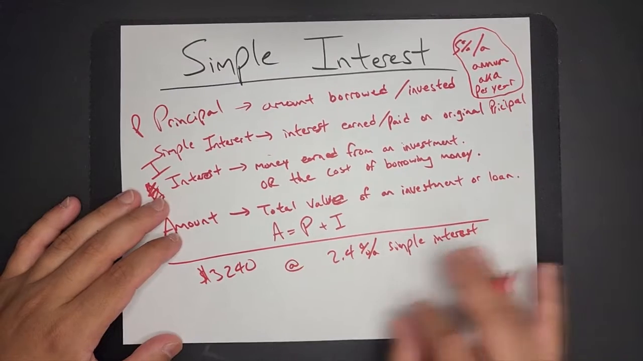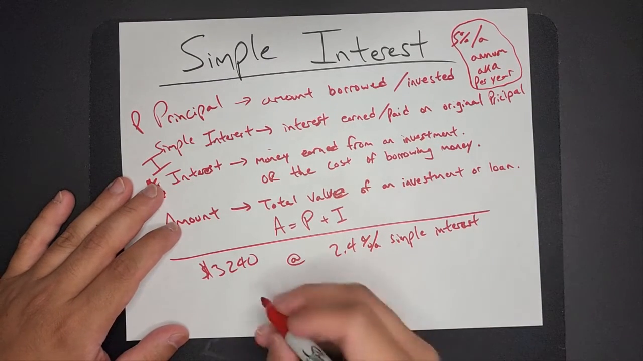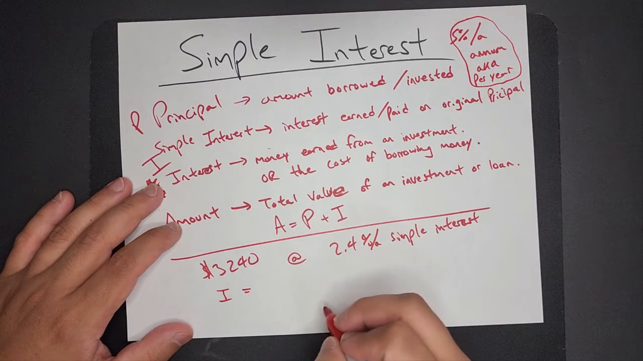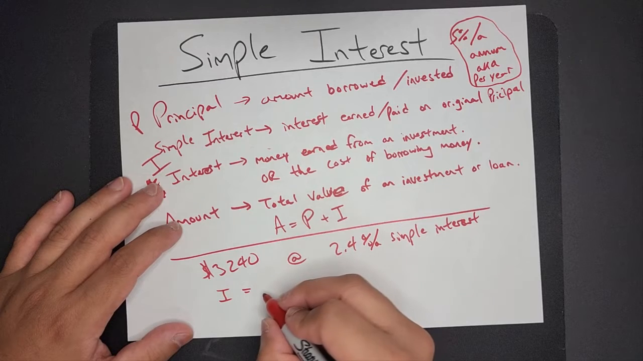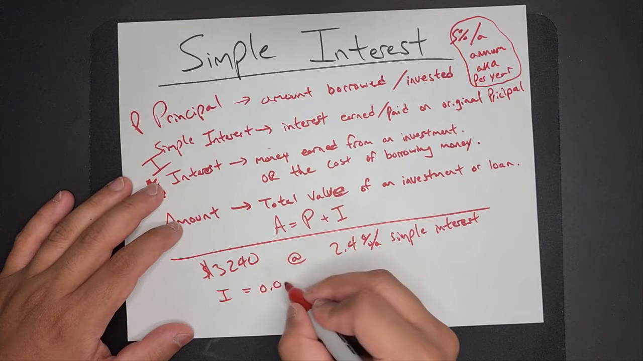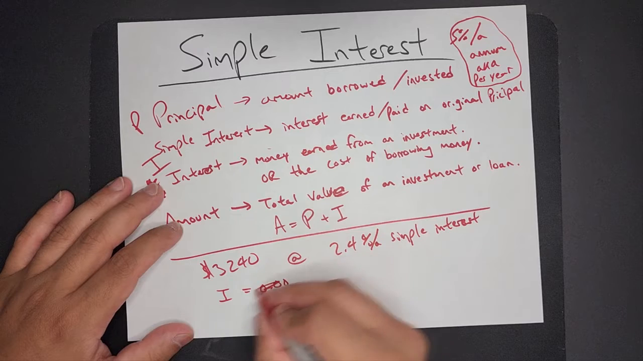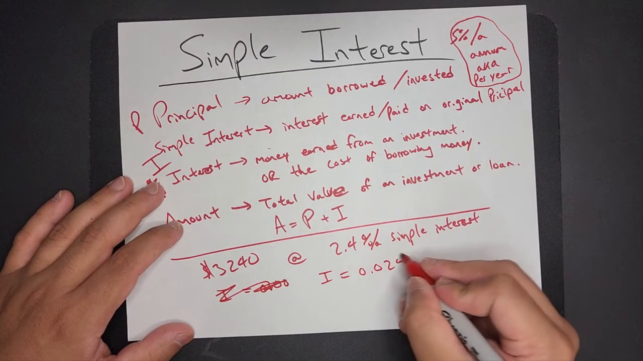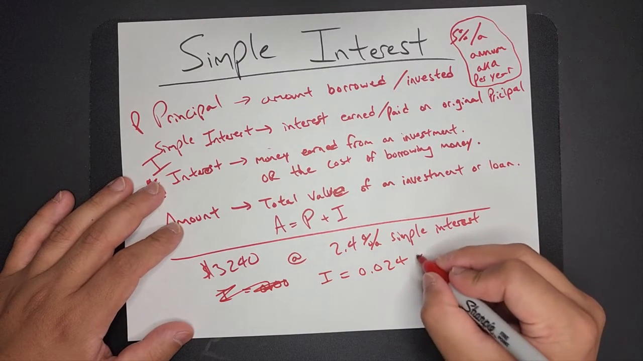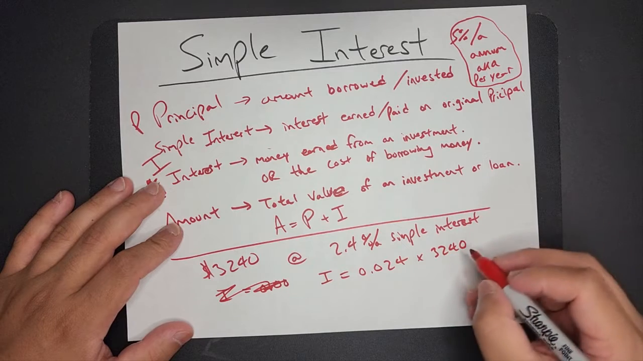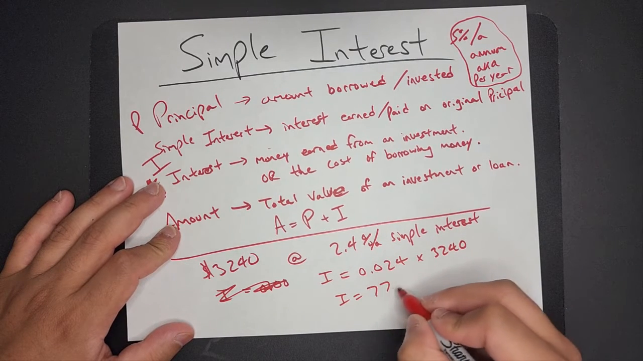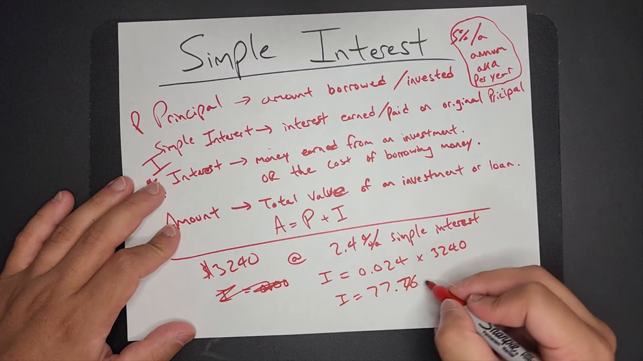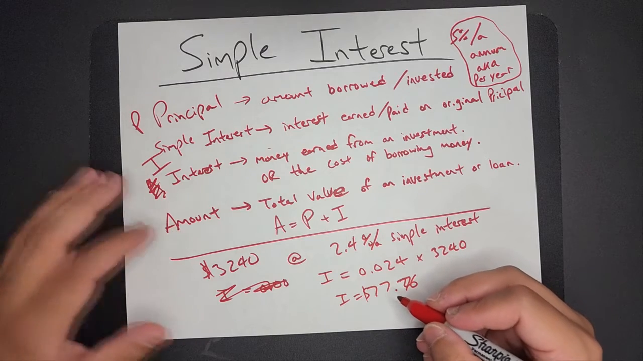So let's calculate 3240 after the first year. How much interest? So the interest is going to be 2.4%. So we're going to multiply 0.00. Sorry. The interest is 0.024 times 3240. And that gives us $77.76.